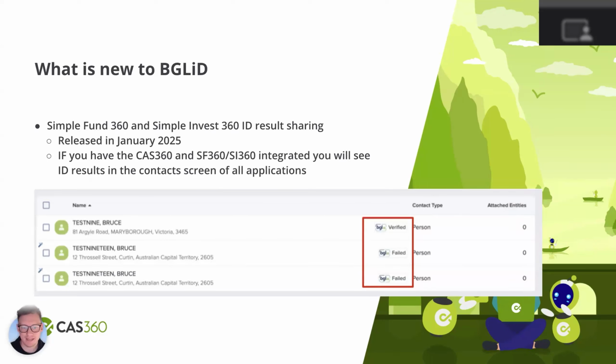What we've also added, and you may have seen this in Simple Fund and Simple Invest 360, is BGLiD integration in there. This was released in January, and there have been subsequent updates as well. You will be able to see your BGLiD results in both CAS 360 and Simple Fund 360. And best of all, if you have the integration between the two products turned on, we'll be sharing the result between products. Again, we're sharing the result, not the ID data, just the result.